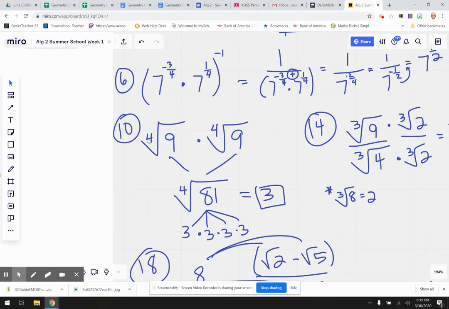Number 10, if you're multiplying the same root, you can just multiply the inside numbers. So you're going to keep your 4th root, since they're both 4th root. Only works if they're both the same root. And then you can multiply the inside numbers. Now, the 4th root of 81 has a number. It's 3. There are 4 3s that would multiply together to give you 81. So you got to know this 4th root means what one number can you multiply by itself 4 times to get this 81, and that would be a 3.